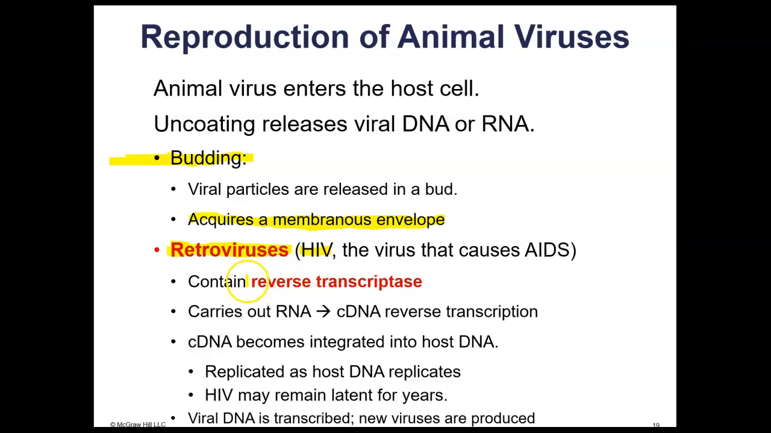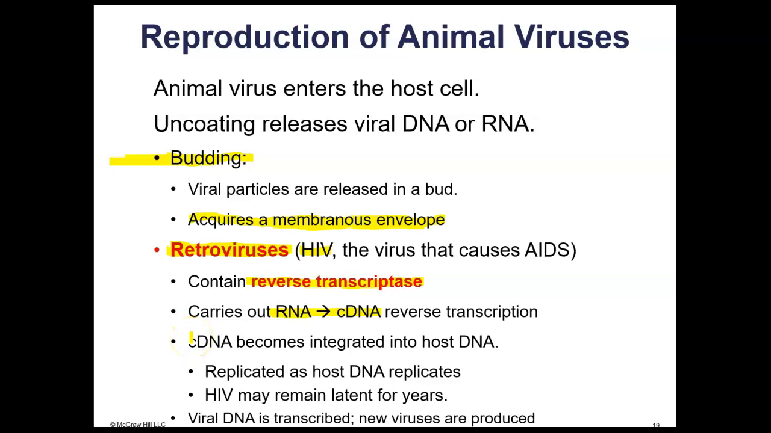These viruses contain an enzyme called reverse transcriptase. Now, we have learned that what happens during transcription, which is the first step in protein synthesis, is that DNA makes a copy called messenger RNA. But these viruses are RNA viruses. And so what happens is the RNA copies itself into DNA, cDNA. This is reverse transcription, when RNA actually copies itself into DNA, and that DNA can become integrated into the host DNA. And as the host DNA replicates, so does the viral DNA.